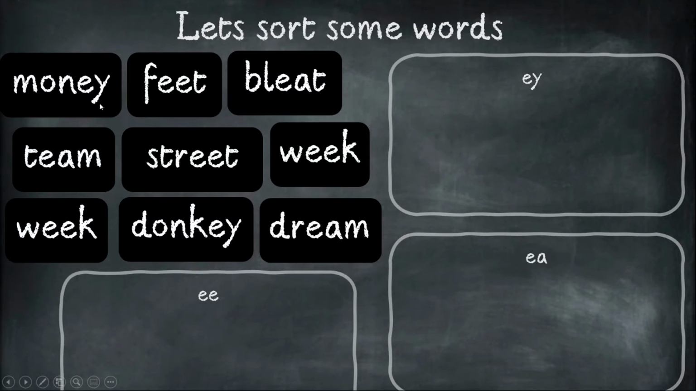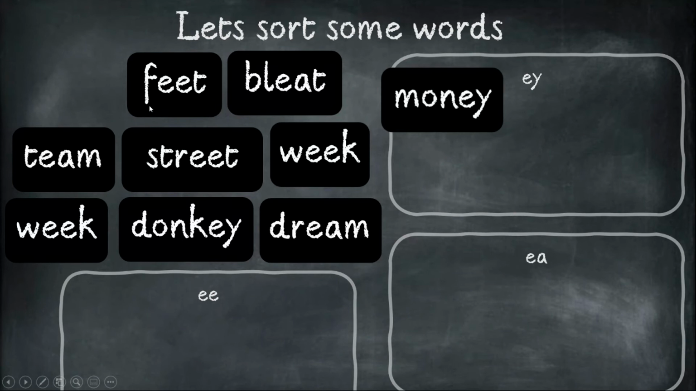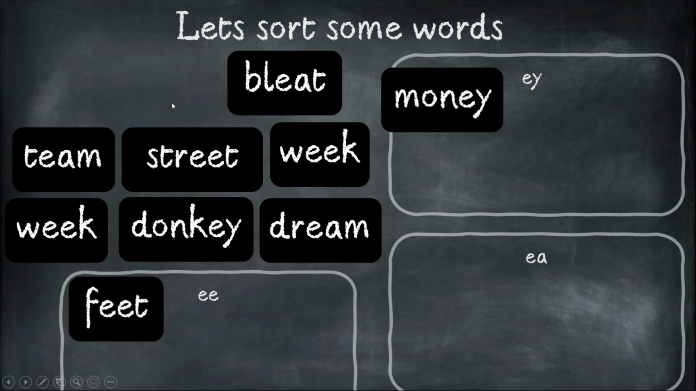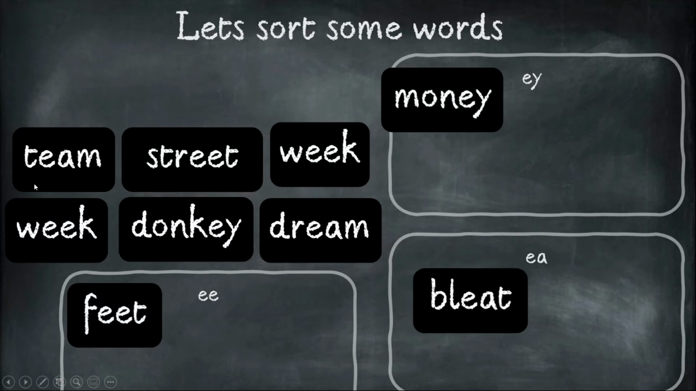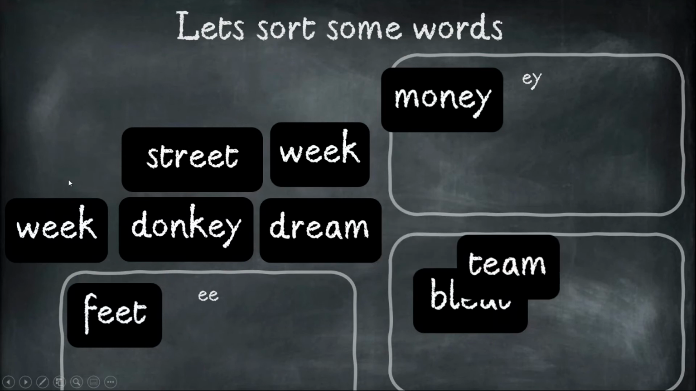Here's the word money. How is the E sound represented in money? It's spelt with the EY. Here's the word feet, and the E is written with a double E. Here's the word bleat. Can you hear the sheep bleat? And it's got the EA making the E sound. Here's the word team, which has the EA sound.